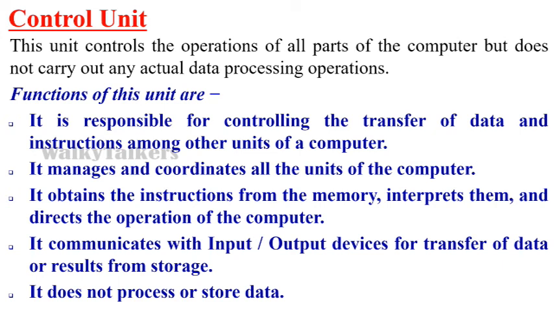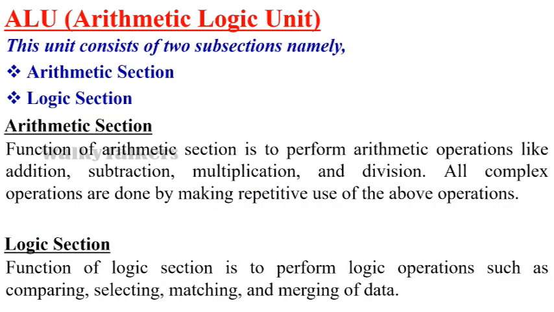The last one is ALU, that is arithmetic logic unit. This unit consists of two subsections. The first one is arithmetic section and the second one is logic section. In the arithmetic section, arithmetic operations take place like addition, subtraction, multiplication, division, and if complex operations are to be done, it makes repetitive use of these arithmetic operations, which include addition, subtraction, multiplication, and division. So that happens in the arithmetic section. In the logic section, it is to perform logical operations like comparing, selecting, matching, and merging of data. These are done in the logic section.